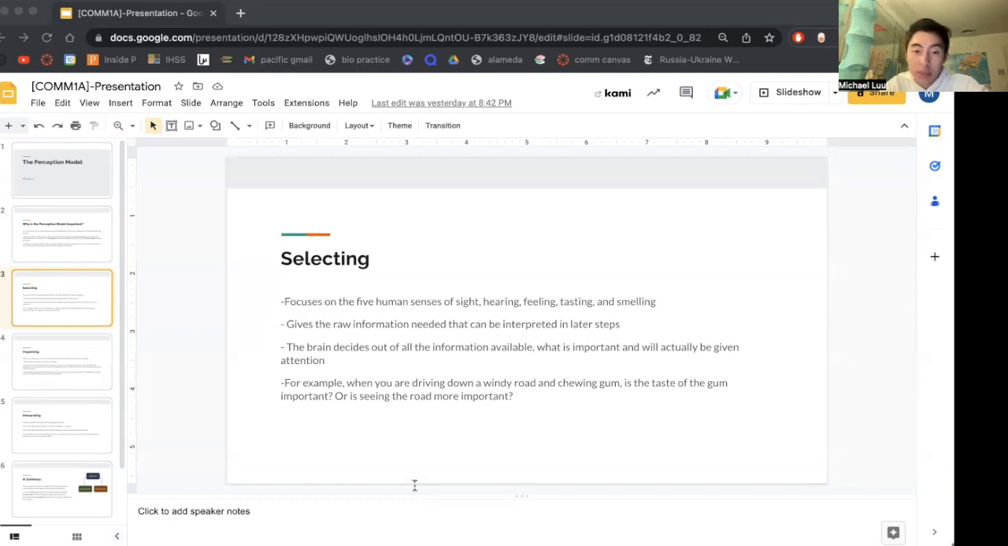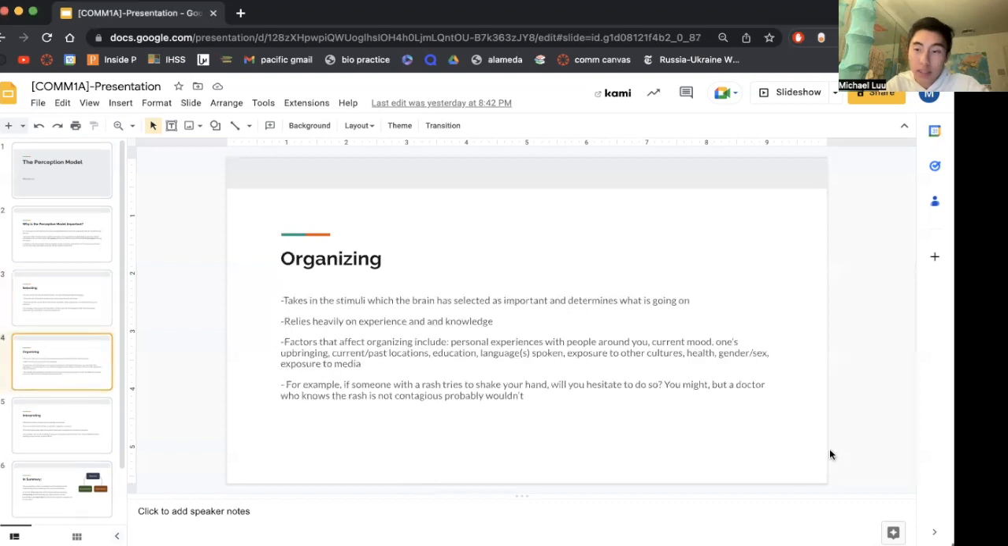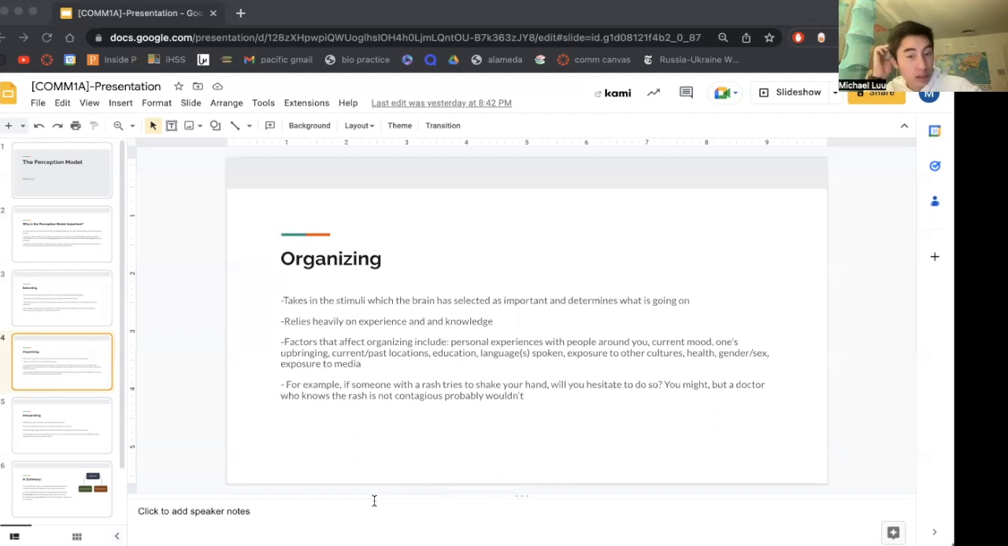The next step is organizing. Organizing involves examining the stimuli that were previously selected and determining what is going on. This step varies depending on the experience and previous knowledge of the individual who is organizing the stimuli.